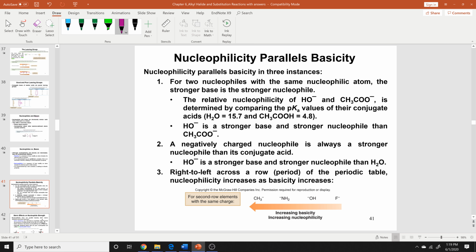Now, normally there are conditions where nucleophiles are always the same as bases. And these are the 3 conditions in there. There are other conditions where nucleophiles and bases are different. And these do depend on the type of solvent that I'm using. So for the cases where nucleophiles are the same as bases, if you have 2 nucleophiles, like OH and an acetate.